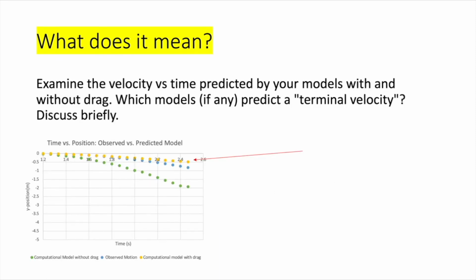Which model predicted terminal velocity? First of all, terminal velocity is when the drag force is equal and opposite to the weight. And this somewhat happened in the second model, the yellow line, because as we can see, the line starts to flatten out at the end, becoming linear, suggesting that the object is approaching its terminal velocity.